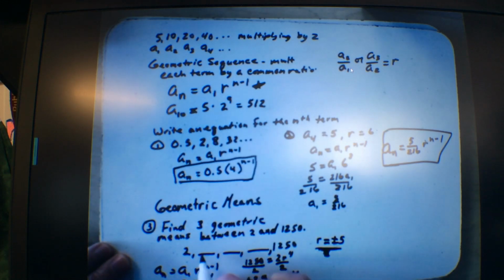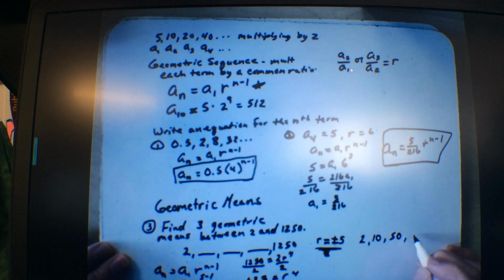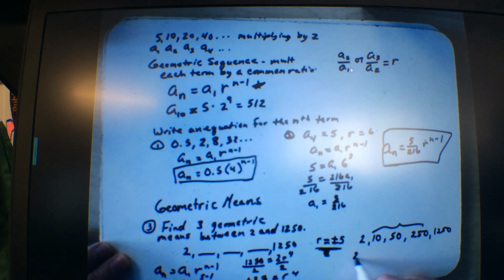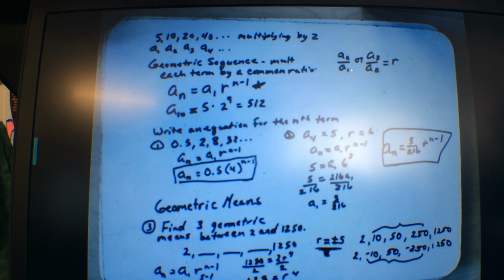The geometric means here can be 10, 50, and 250. So that's my first answer. My second answer is 2, a negative 10. A negative 10 times negative 5 is a positive 50. A negative 5 times 50 is a negative 250. And 1250. So here's my second answer. My answers can be 10, 50, 250, or a negative 10, 50, and a negative 250.